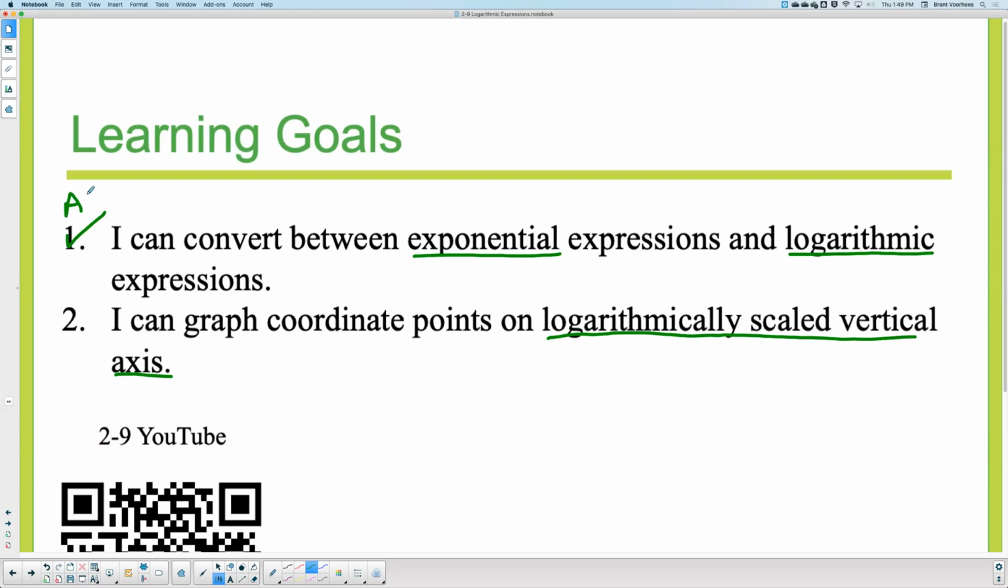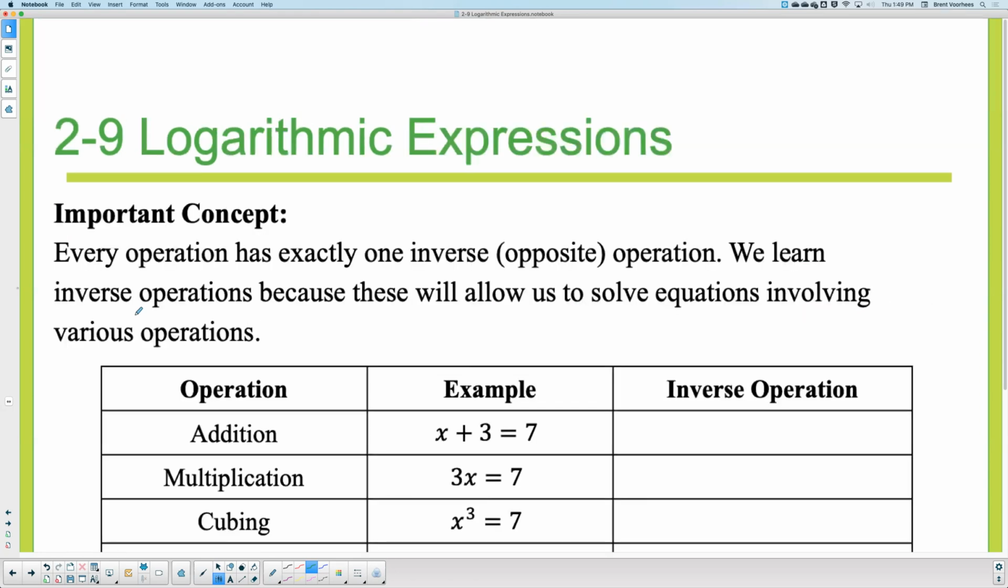Now, a lot of you in Algebra 2 may have done this before. In Algebra 2, you may have done number 1, the first learning goal. But I'm going to guess that none of you have seen number 2. It is a pretty neat little tool. We'll get to that at the very end, and I'll show you how that's useful.